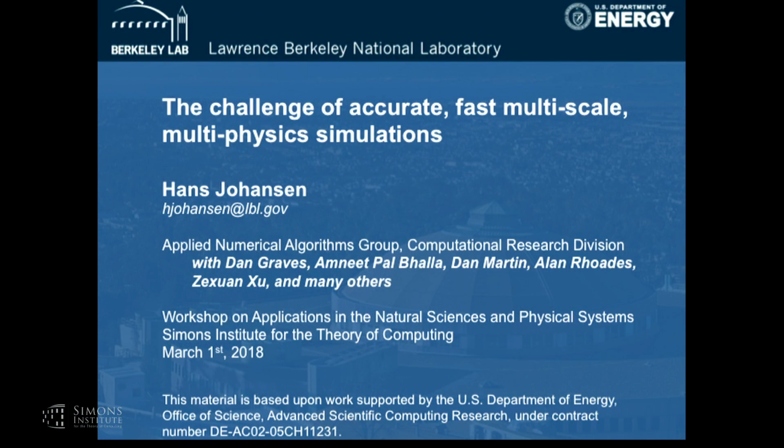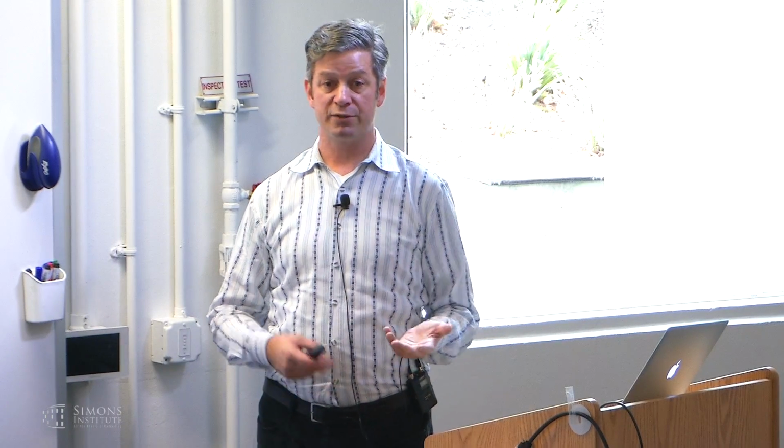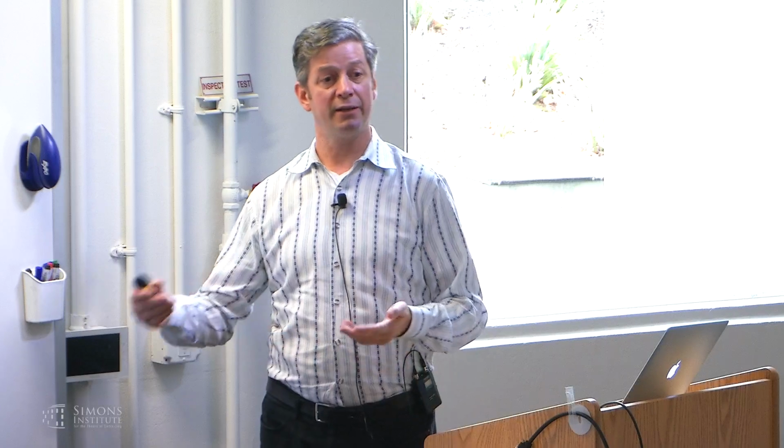So the challenge of accurate, fast, multi-scale, multi-physics simulations, a lot of things there, but multi-scale in this case means you might have things at 1,000 times or even 1,000,000 times different physical scales in space or time. And multi-physics in this case means you don't just care about one thing like heat transfer. You might care about heat transfer and chemistry, fluid flow, radiation. And that list, if you think of the physical world around us, is as long as you want to make it.